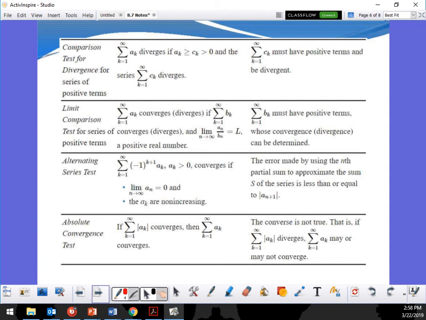Limit comparison test: so take the limit of a_n over b_n as n goes to infinity. We have alternating series tests. We can clearly pick out alternating series when I have that (-1) to some power, right? Is it possible to not specifically say (-1) to a power and still have an alternating series? Say yes. Yeah, it's still possible, right?